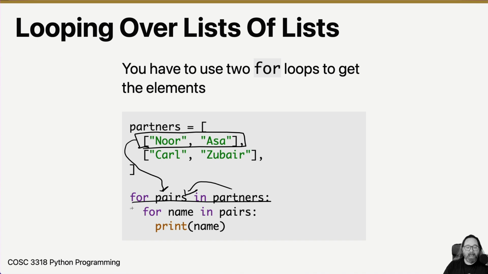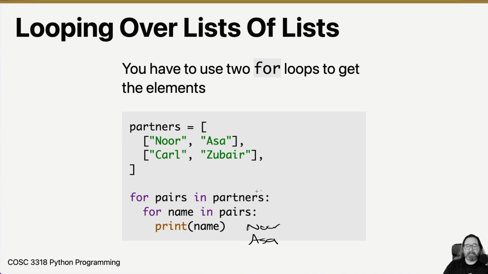And then inside that loop, now we have pair, and that's going to be Noor and Asa. It's a list. We can loop over each name inside those pairs, and that would first be Noor, and then Asa, and then we run out of the values in our pair. And so once we run out of the values in our pair, we go back up to that loop, and the loop's like, okay, what's the next item in the list? And the next item in partners is now this list here, Carl and Zubair. So that's the value that's inside pair. So pair is now this list right here, Carl and Zubair.